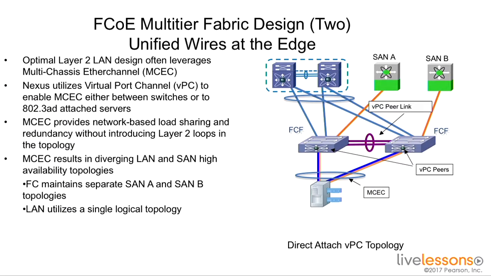It can be more of an optimal design to leverage what we call a multi-chassis ether channel through technology like virtual port channels that we'll cover in other lessons. But basically, the multi-chassis ether channel makes the two upstream switches look like a single switch, and therefore we don't get any spanning tree blocking on the ports connecting to the switch. This gives us network-based load sharing and redundancy without causing any types of loops in our environment. And we're still able to separate the SAN A traffic and the SAN B traffic on these switches to maintain the critical high availability of the fiber channel network.